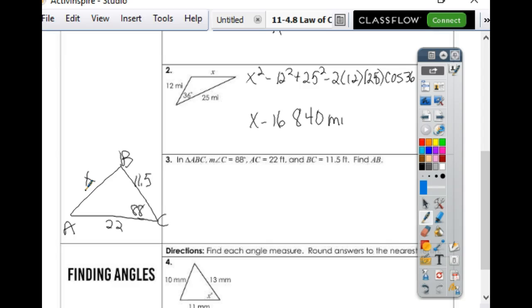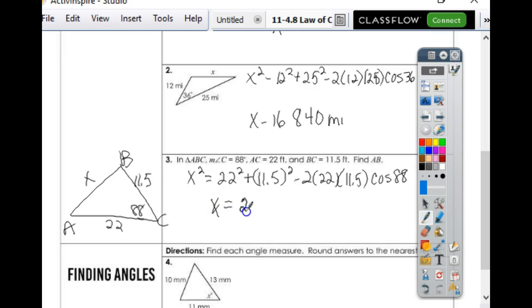So I'm given side-angle-side. This is the side I want, so I'm going to use the other two sides to find that. So I'm going to have 22 squared... and I got 24.466 feet.